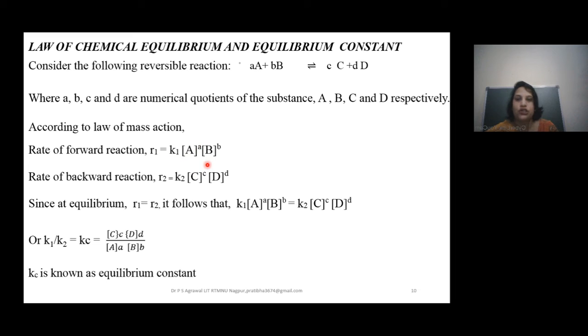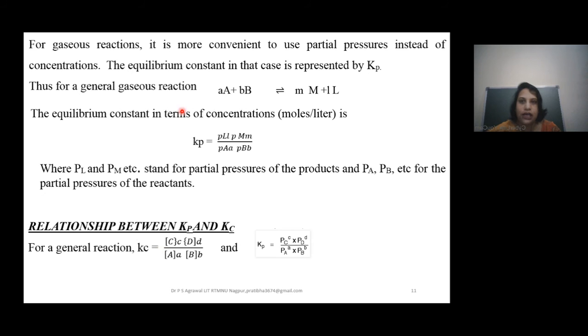If we take the ratio, we come to this. As this is the ratio of concentrations, we call it the equilibrium constant Kc. Now, for gaseous reactions, it is more convenient to use partial pressure instead of concentration. So we write it in terms of P, partial pressure, and that is Kp. We will see the relation between all these.